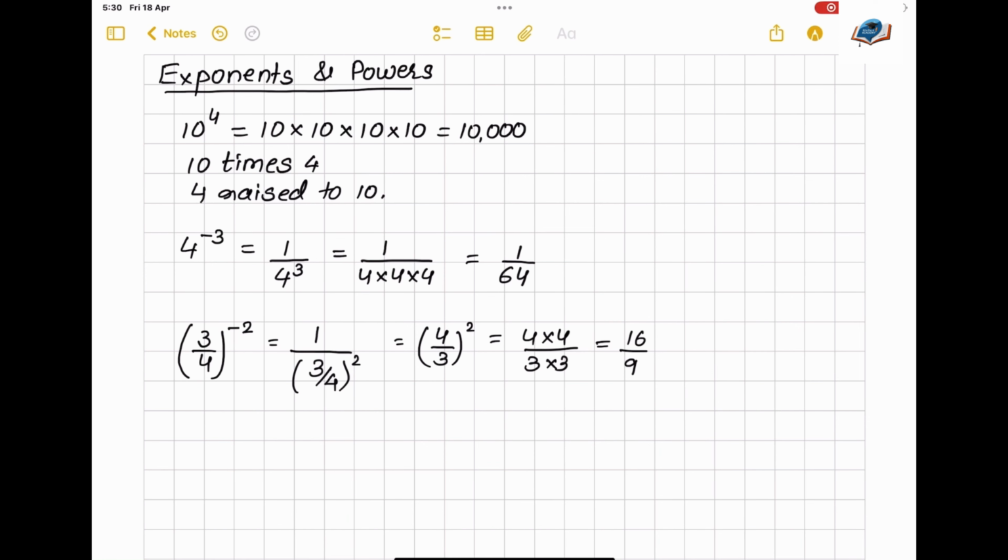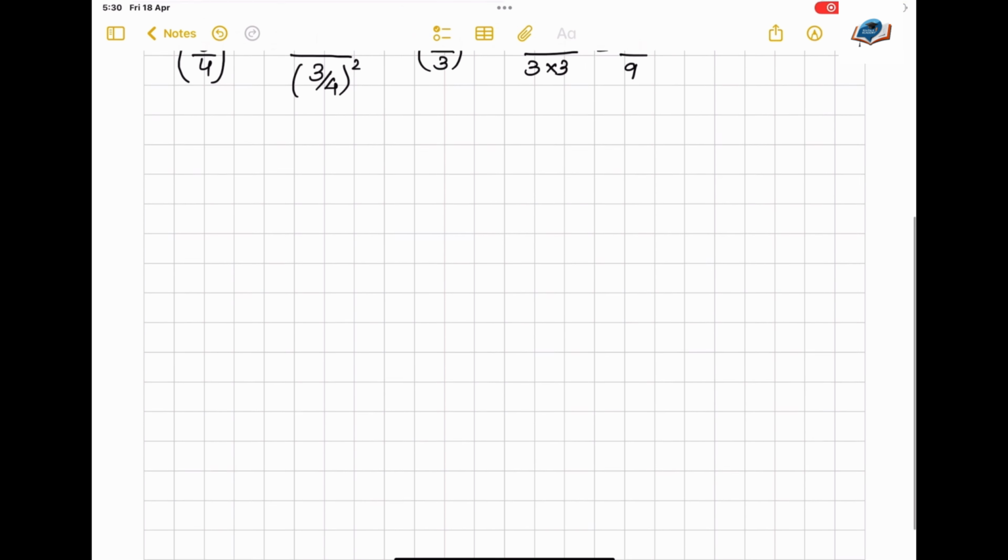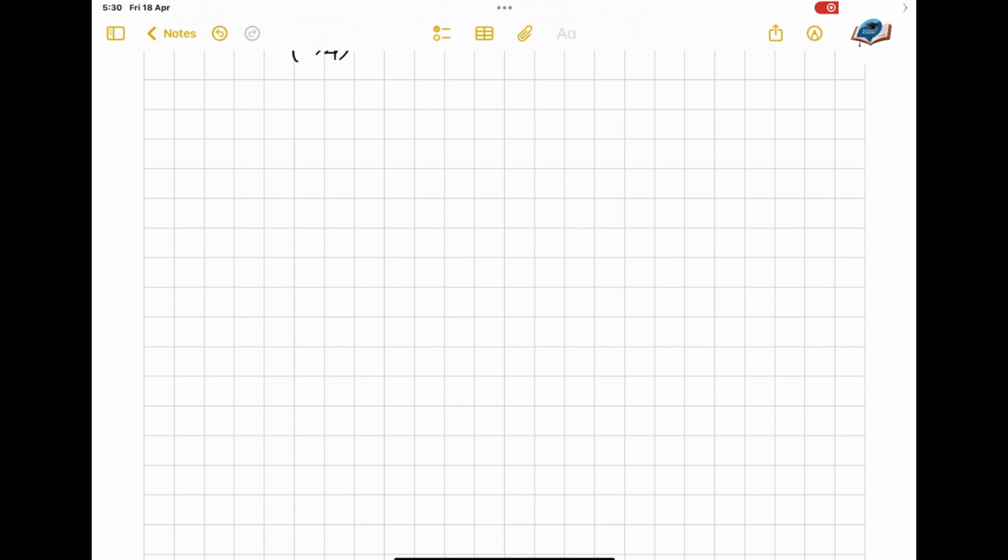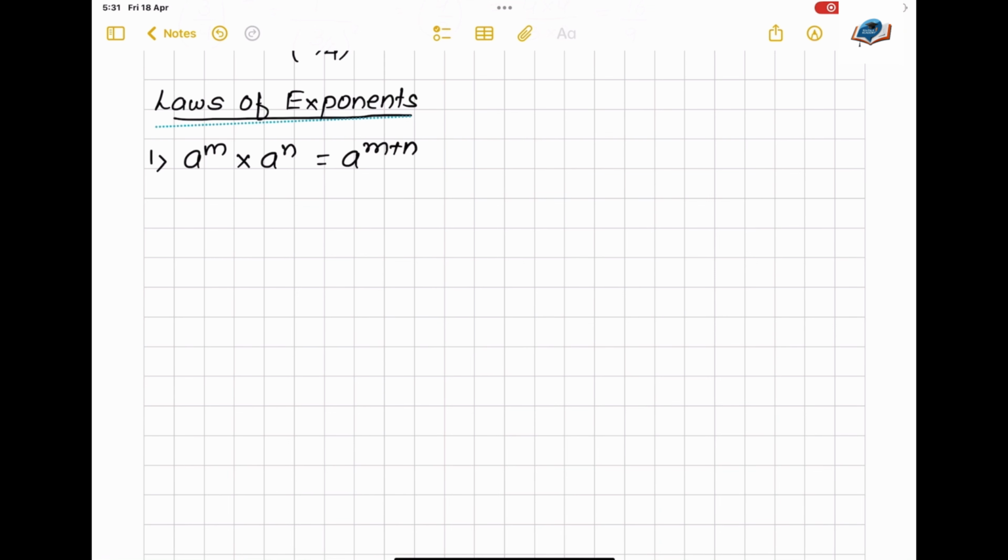Now, some of the important laws we should remember when we are doing this are called laws of exponents. First law says a raised to m into a raised to n equal to a raised to m plus n. Now let us understand this with an example. Suppose I am given 2 raised to 3 into 2 raised to 4. So, according to this, it should be 2 raised to 3 plus 4. That is 2 raised to 7.